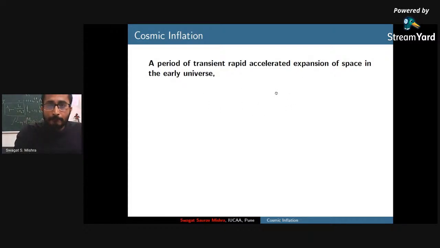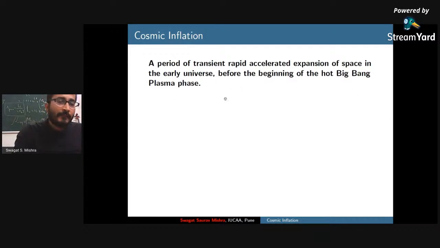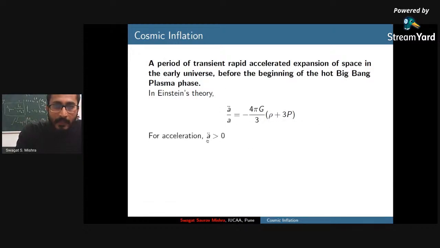Second, this should have happened before this hot Big Bang phase, before 1 second, much before 1 second. And as I told you before, in Einstein's theory, you can have acceleration or repulsive gravity if rho plus 3p is negative. Okay. So for acceleration, you need rho plus 3p to be negative.